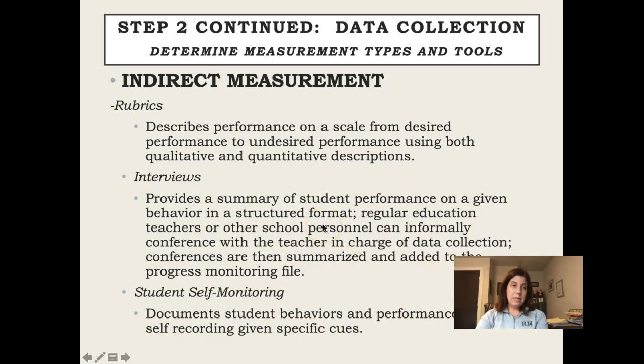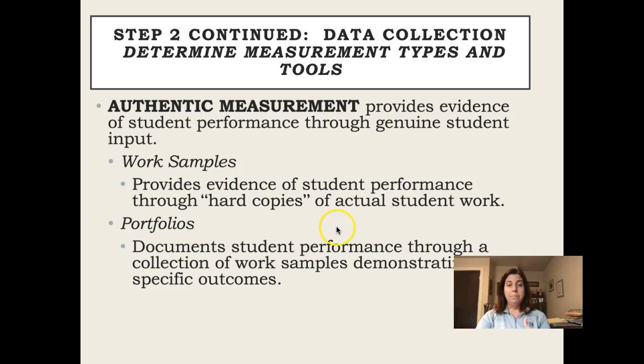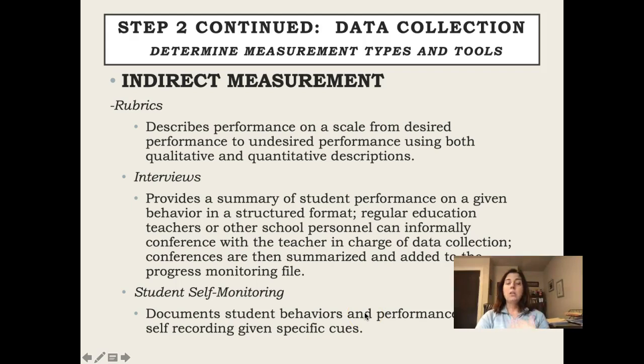Indirect measurement, on the other hand, is something like looking at rubrics. Oops, looking at rubrics, is the student actually performing on a scale that we want them to on a specific task? You also, for indirect measurement, can look at and ask people for interviews of student performance. So you can talk to parents, other people who are working with the student to find out whether the student is achieving certain goals and milestones.